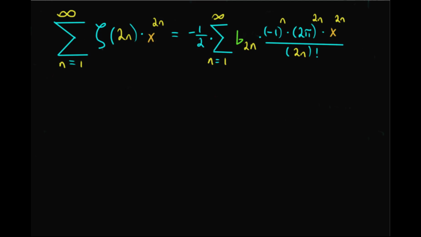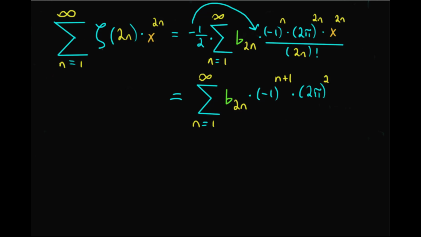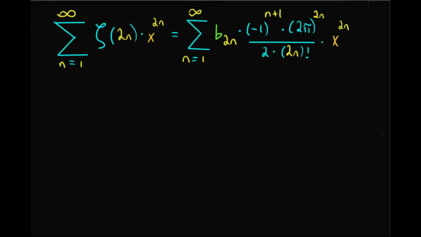So I'll just bring this expression to the top of the screen, and now I want to multiply the negative 1/2 into the sum on the right-hand side. And when we do that, we get that the right-hand side equals the sum from n equals 1 to infinity of b sub 2n times negative 1, and now note that the exponent changes because we're multiplying by negative 1/2, so negative 1 to the n plus 1 times 2 pi to the 2n, and I'll hold off on writing the times x to the 2n. I'll put this over 2 times 2n factorial, and then times x to the 2n.